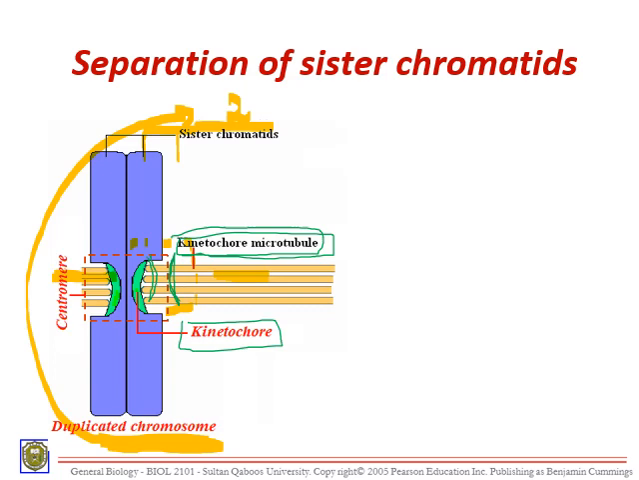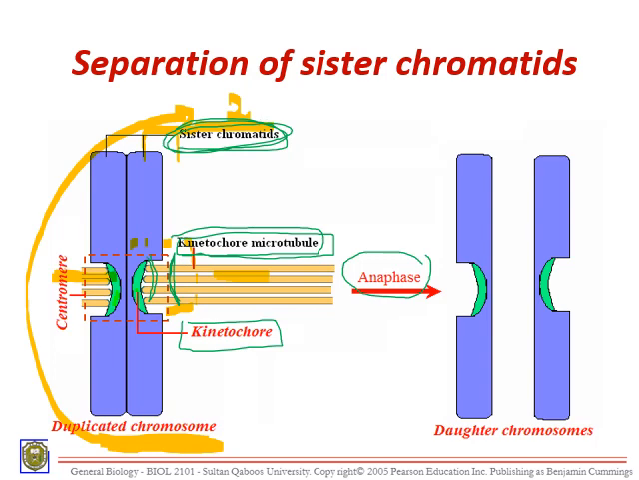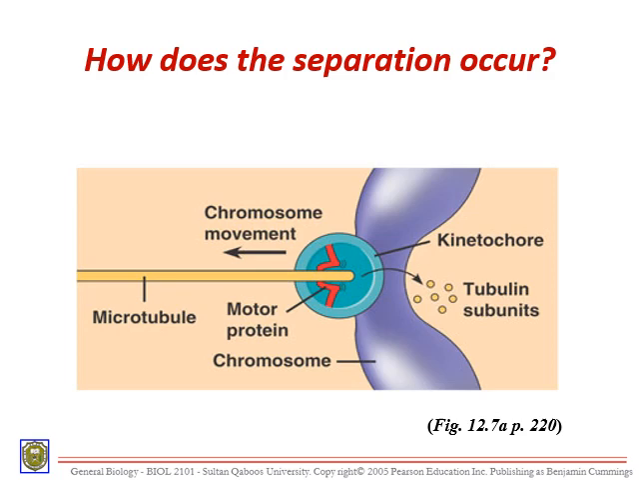Why do they do so? Because we need to separate the two sister chromatids to the opposite ends of the cell. Let's have a look. So this is during anaphase. The microtubules have separated our sister chromatids, and we agreed previously that we can also call them daughter chromosomes. How does separation of sister chromatids occur? Let's have a closer look.